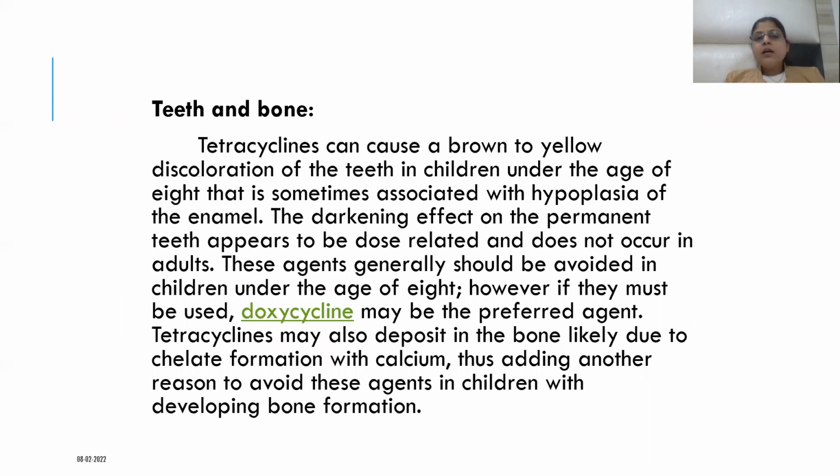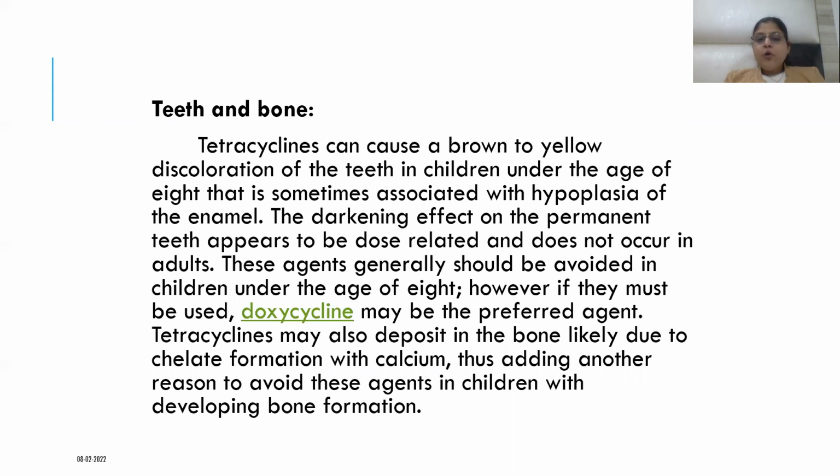Teeth and bone: brown to yellow discoloration of the teeth can occur under the age of 8, associated with hypoplasia of the enamel. Dark discoloration of the permanent teeth can occur. It is dose related and does not occur in adults. These agents generally should be avoided in children under the age of 8. However, if they must be used, doxycycline is the preferred agent, as it is safer regarding teeth and bone abnormalities. They deposit in the bone and teeth, and they can chelate with calcium.